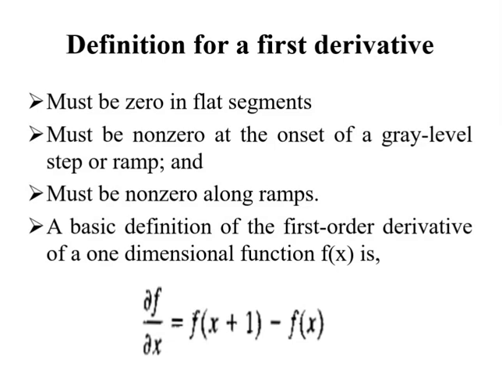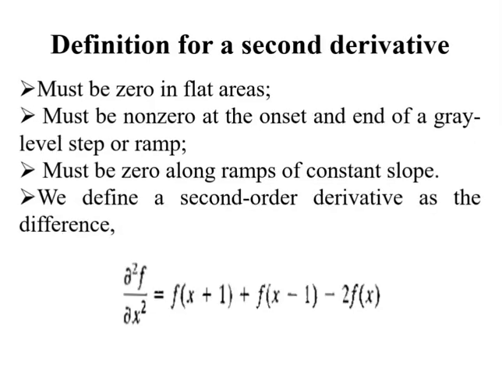The basic definition of the second order derivative is the difference, that is, del square f upon del x square is equal to f of x plus 1 plus f of x minus 1 minus 2 f of x. It is easily verified that these two definitions satisfy the conditions stated above. To illustrate this and to examine the similarities and the differences between the first and second order derivatives of a digital function, consider the figure.